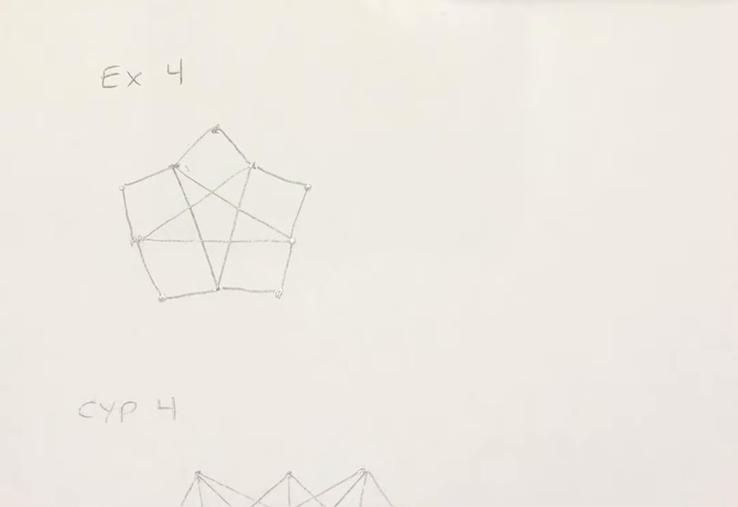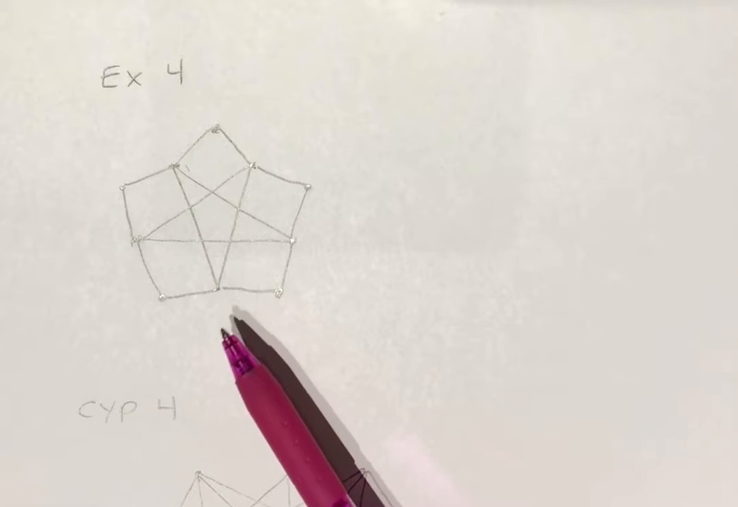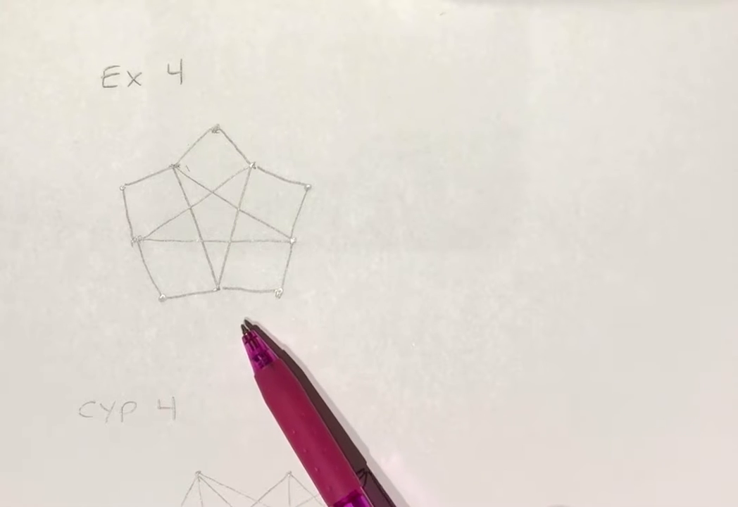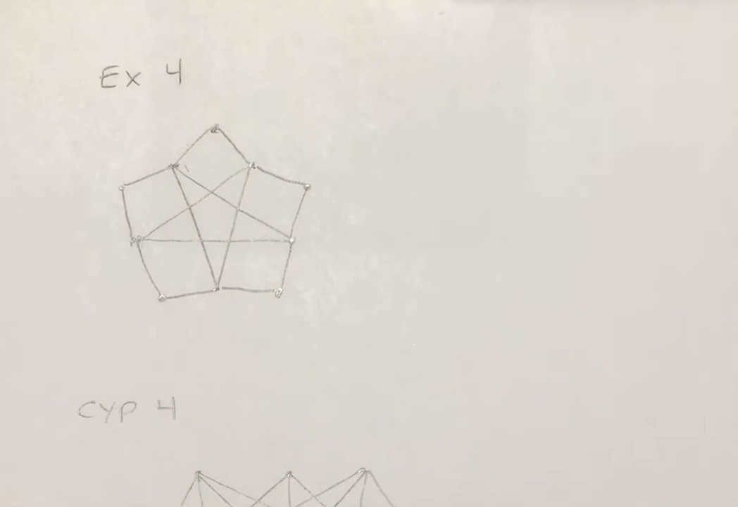So this is example 4 and check your progress 4 for 5.3. The directions for these say, show that the graph is not planar, okay? So if it's not planar, we're going to be able to find the utility graph, a complete pentagon, or we're going to be able to contract it into something that has a utility graph or a complete pentagon, okay?